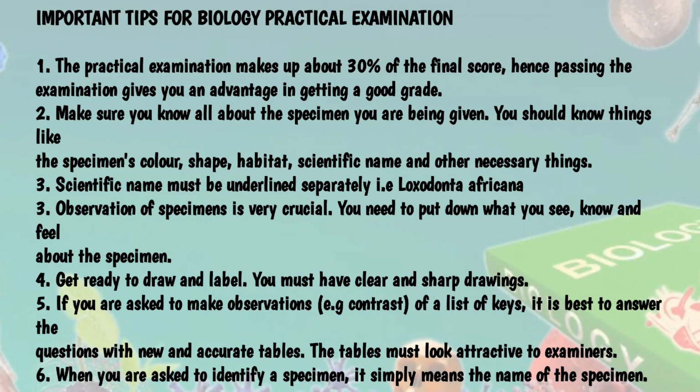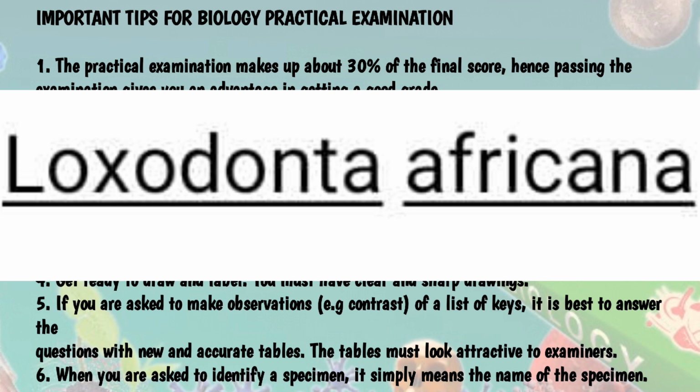Tip number three is that scientific name, when written, must be underlined separately. So when you are writing the scientific name, you should write the genus name in capital letter and then the specific name in small letter. For example, the scientific name for the African elephant is Loxodonta africana. Loxodonta starts with a capital letter and africana starts with a small letter, and then you must underline these names separately.